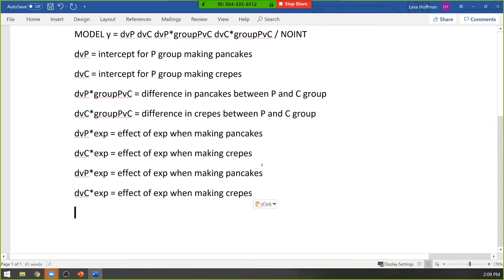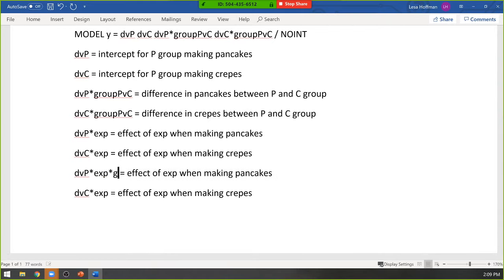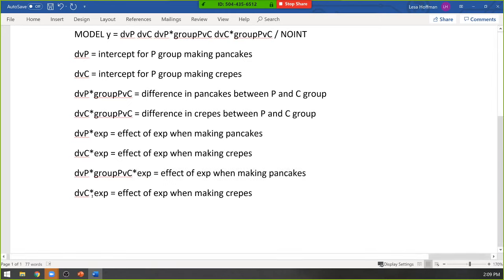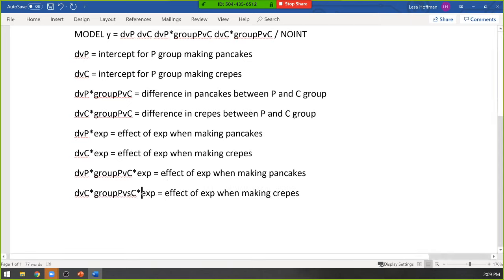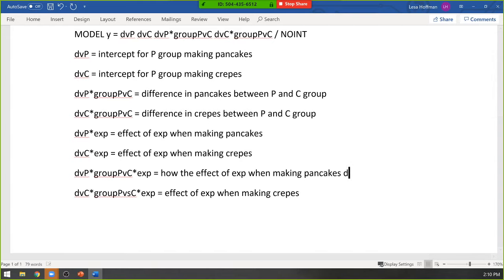So I'm going to do that times, there, I'll put it first since it keeps the format the same. Group P versus C times experience. And group P versus C times experience. So then this is how the effect, let me start the start of the sentence here. How the effect of experience when making pancakes differs for C versus P group. Or nope, other way around, P versus C.